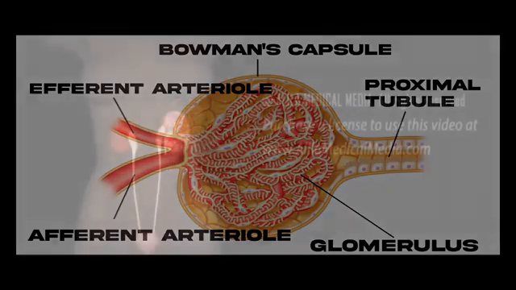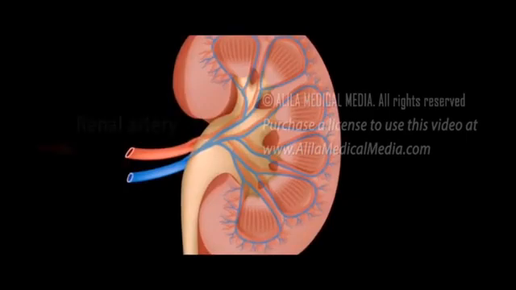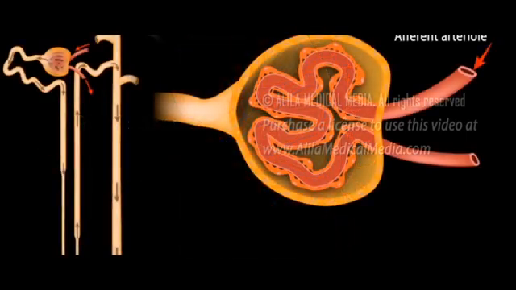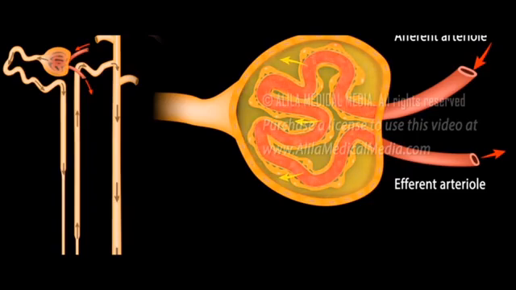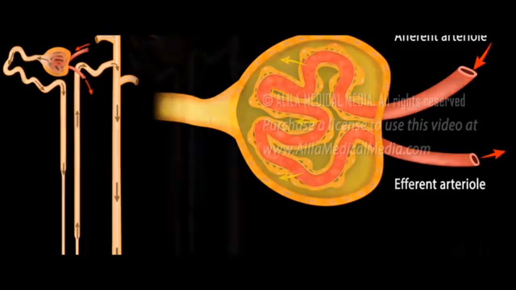The first stage, glomerular filtration. The blood flows from the renal artery to the glomerulus through the afferent arteriole. Filtration of the blood occurs in the glomerulus. Glomerular filtrate is also known as primary urine, which is almost equal to the blood in chemical composition except for the presence of the blood cells.